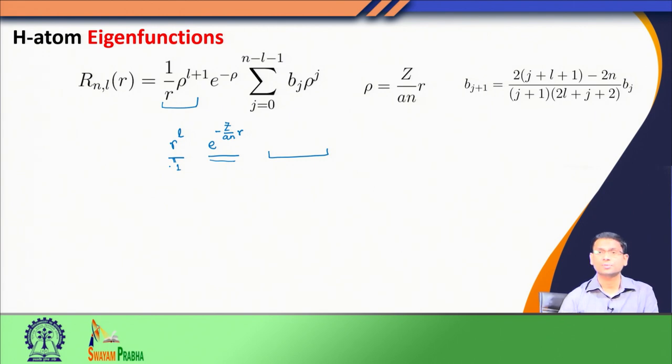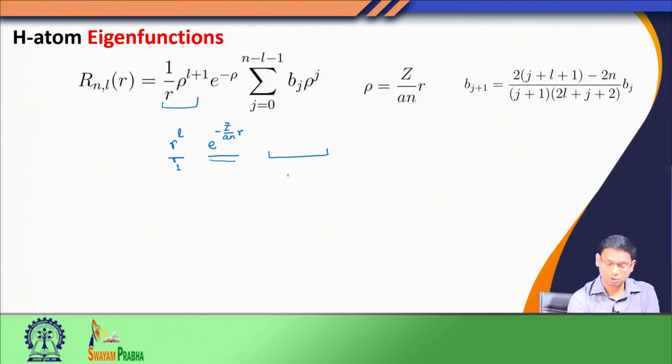Now the main body solution of this problem is given by this power series. You would see that depending on the value of n and l, I have this polynomial which would come out. So what will be the order of this polynomial? The order of this polynomial is going to be n minus l minus 1. So you would have seen this for the 1s orbital, it was 1 minus 0 minus 1. So it was 0th order, that means it was a constant. When it was 2s, it was 2 minus 0 minus 1. So it was b0 plus b1 rho. So we had a first order term. And so on, when you go for higher values of n, you would see higher order polynomials coming out.